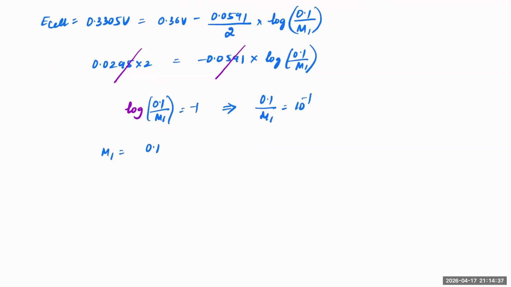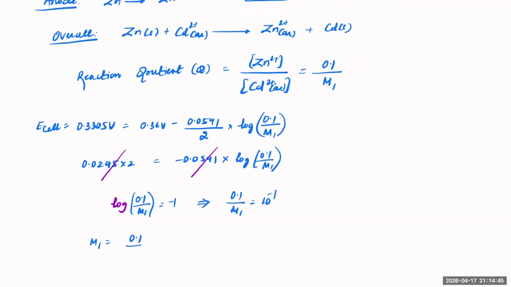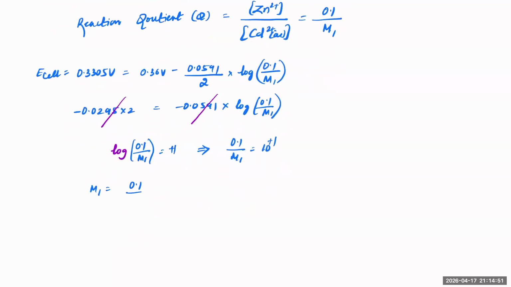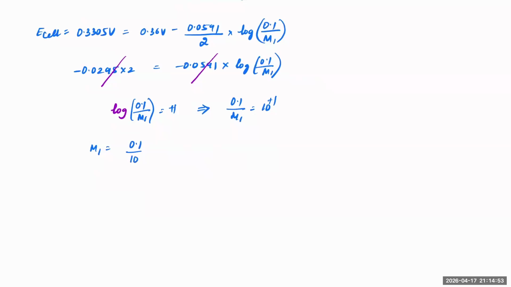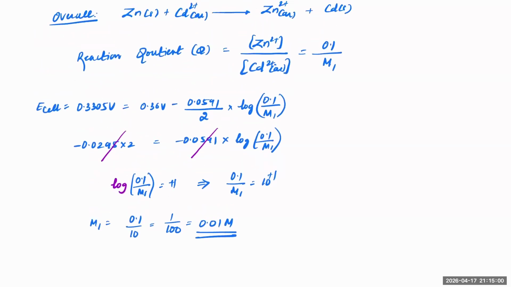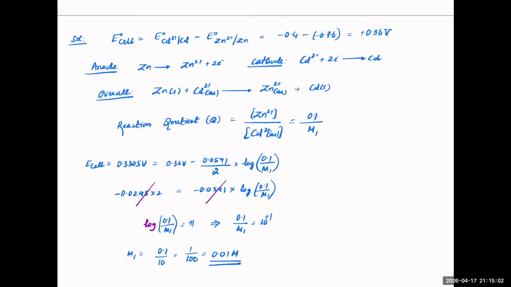So m1 is equal to 0.1 by... why is there a minus value coming? Sorry, the minus will get cancelled, so plus 1 should be there. So m1 is equal to 0.1 divided by 10, so 1 by 100 or 0.01 molar. This is the M1 concentration that you should get.